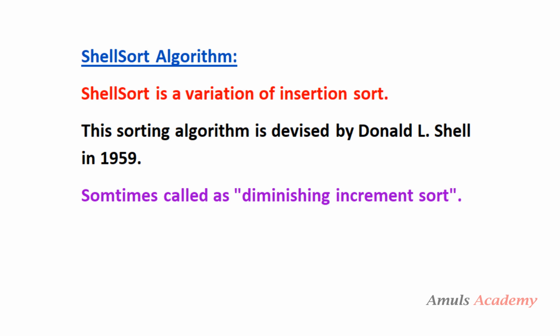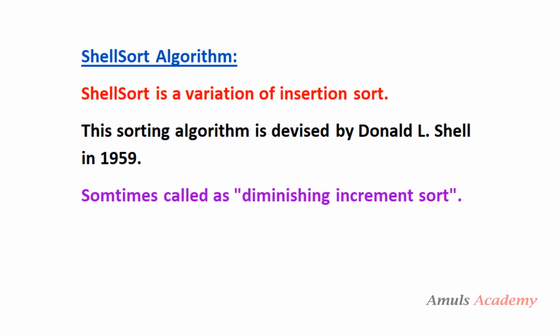So today in this tutorial we are discussing the Shellsort algorithm. Shellsort is a variation of the insertion sort algorithm which we discussed in the previous tutorial. This sorting algorithm was devised by Donald L. Shell in 1959. That's why it is named after him, the Shellsort algorithm. Sometimes it is also called diminishing increment sort.